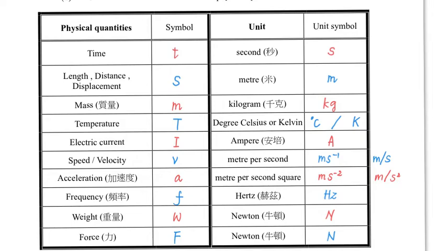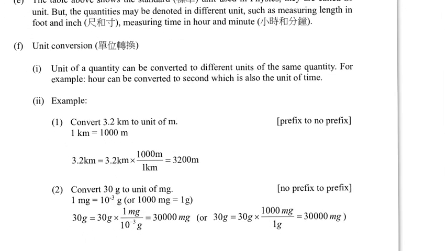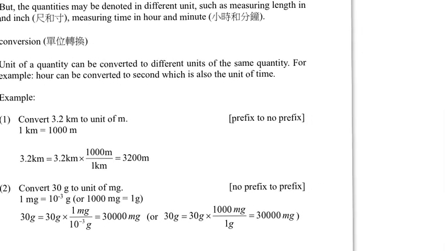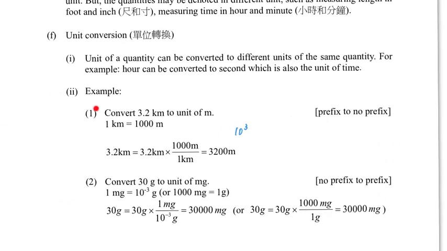Next we will describe unit conversion. We will use some prefixes to describe unit conversion. For example, the prefix k stands for 10 to the power of 3, and therefore for example 1, 3.2 kilometers is equal to 3.2 times 10 to the power of 3, which equals 3,200 meters. The following examples, I think you can read on your own.